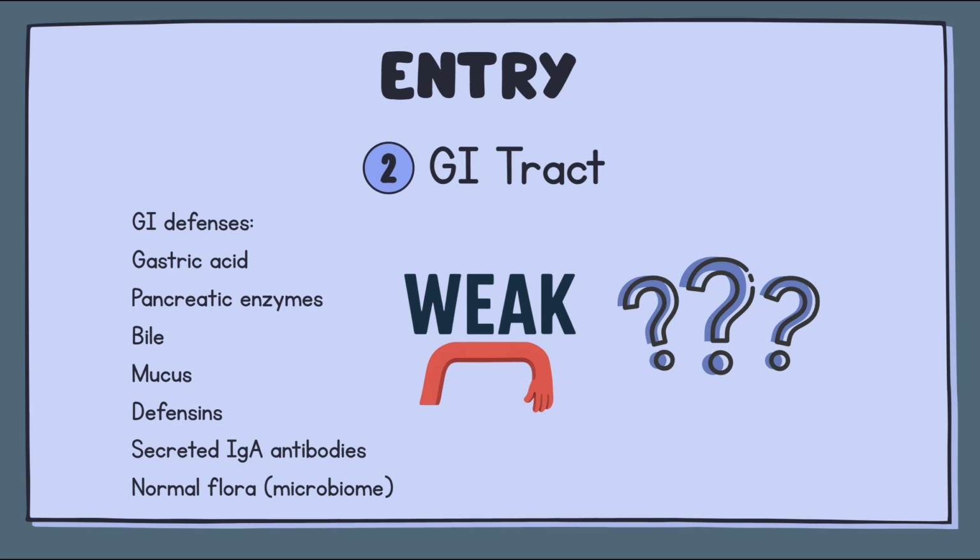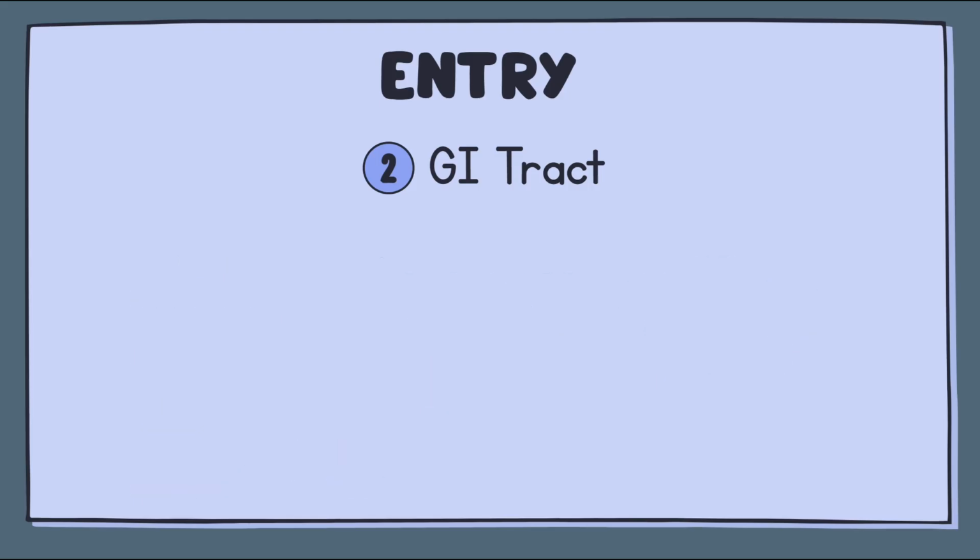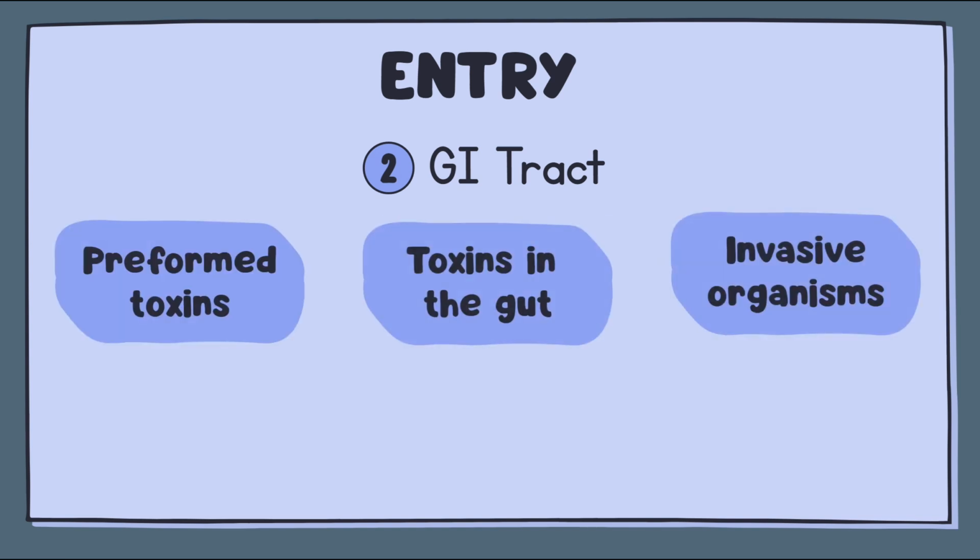So, as we said, when these protective mechanisms are impaired, the pathogens have a much better chance of surviving and causing disease. So, how do they do that? What are the strategies that pathogens use to cause disease? So they've entered the GI tract. What are the strategies that they use to cause disease? There are three classical mechanisms that they use to cause disease, and those are preformed toxins, toxins in the gut, and invasive organisms.